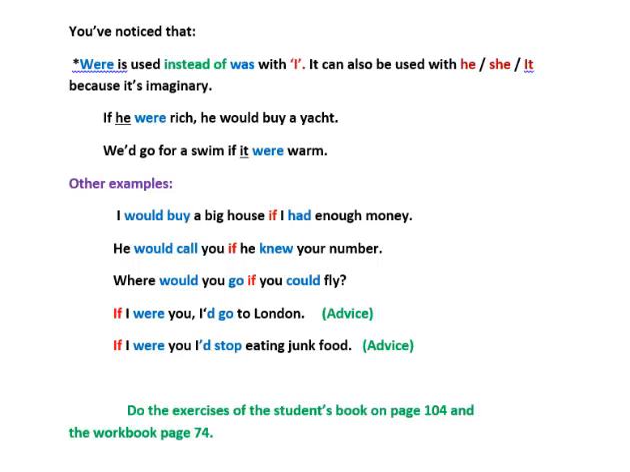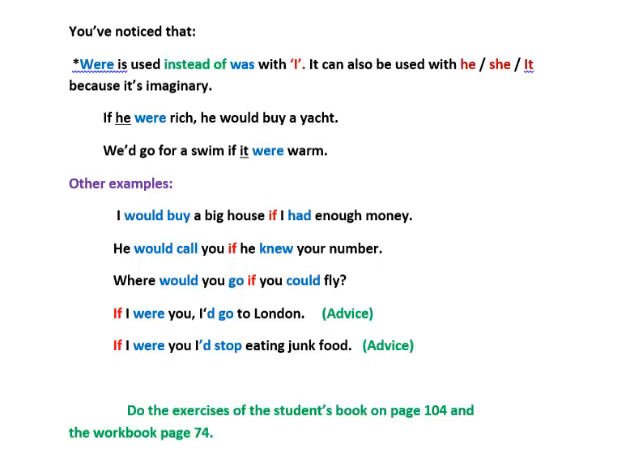Interrogative form, where would you go if you could fly? This is imaginary. If you could fly, where would you go? This is impossible. Imaginary. If you could fly, no one can fly. No. If you could fly, where would you go? Or where would you go if you could fly?